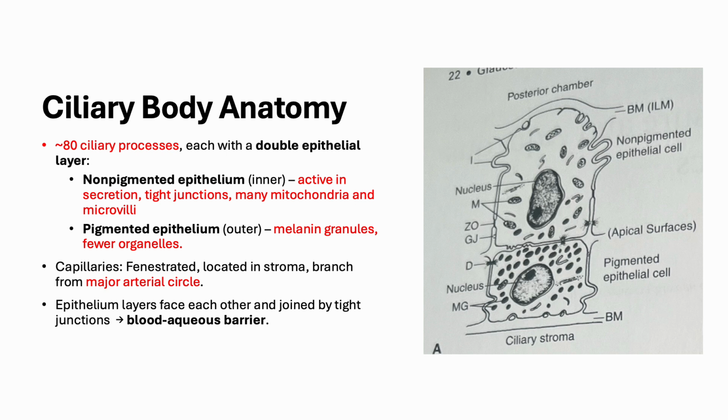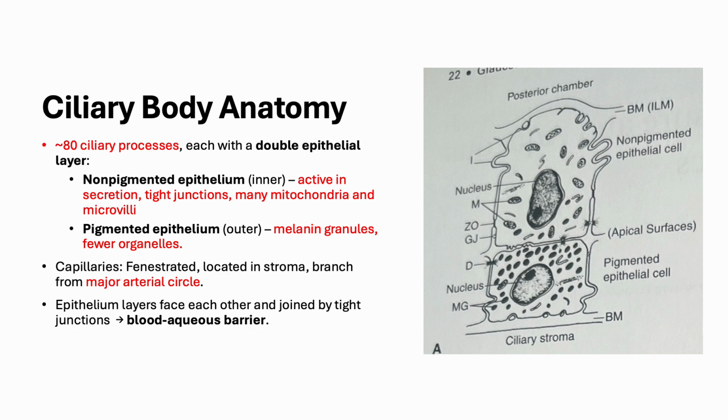The inner layer is made up of non-pigmented epithelium, which is metabolically active. These cells are responsible for secretion and are characterized by tight junctions, numerous mitochondria, and apical microvilli, all of which support their secretory function. The outer layer consists of pigmented epithelial cells, which contain melanin granules and relatively fewer organelles. These two epithelial layers are oriented apex to apex, facing each other.